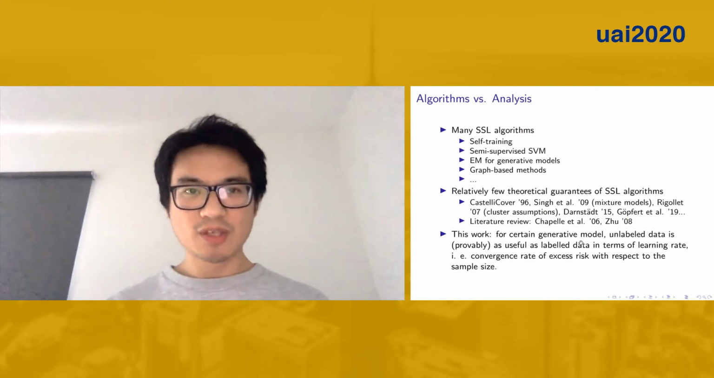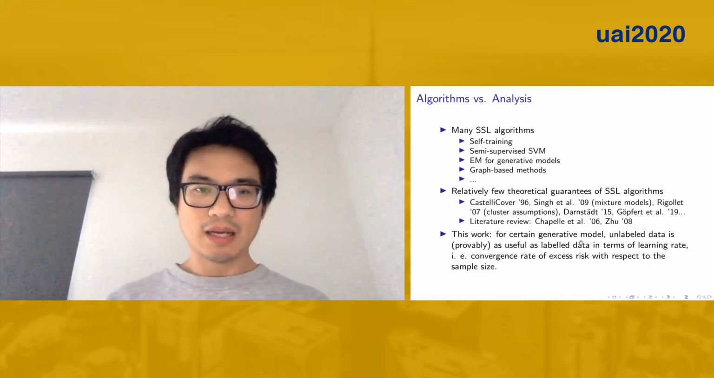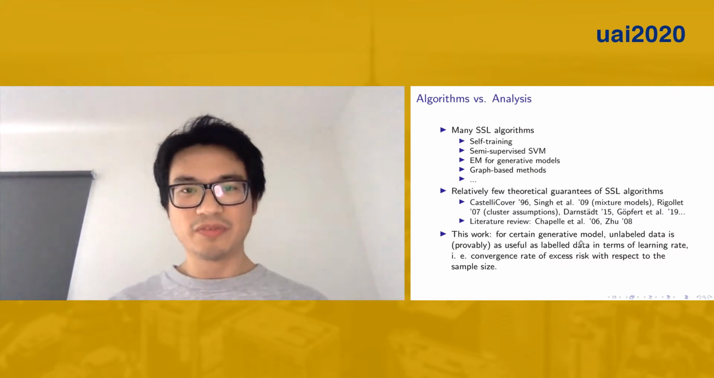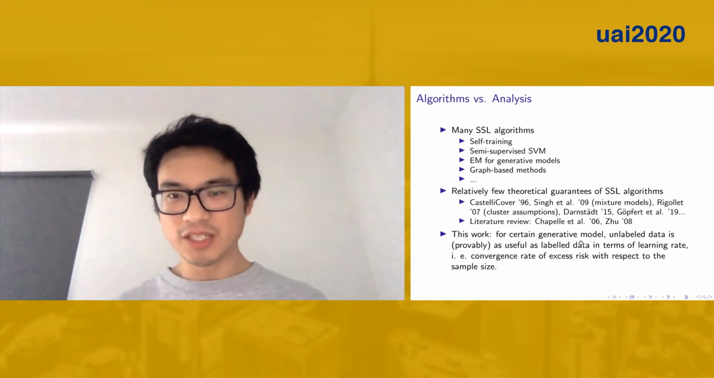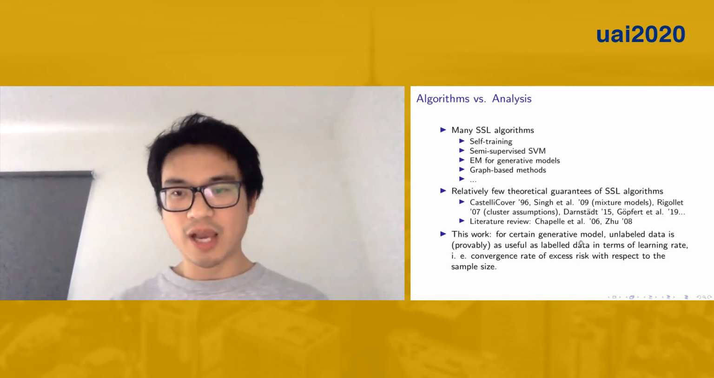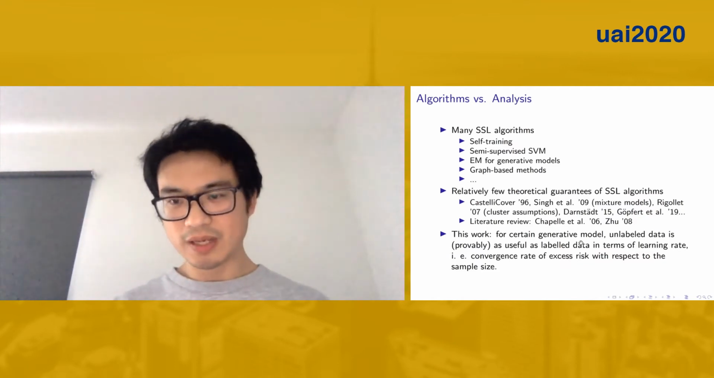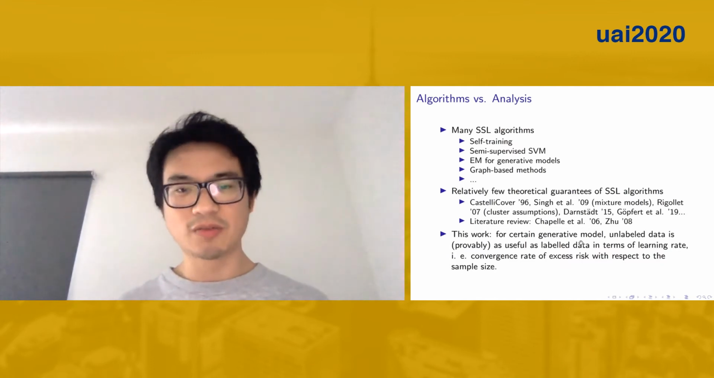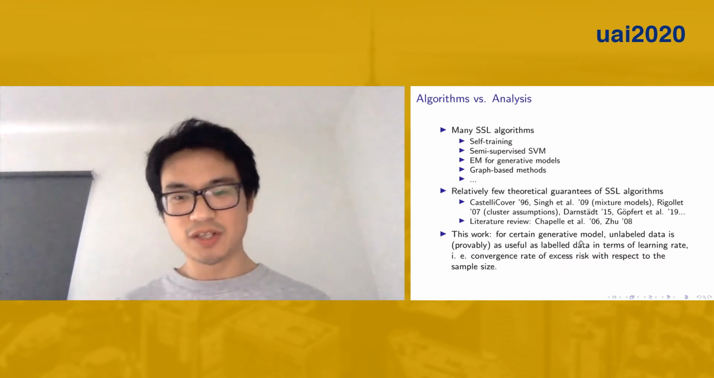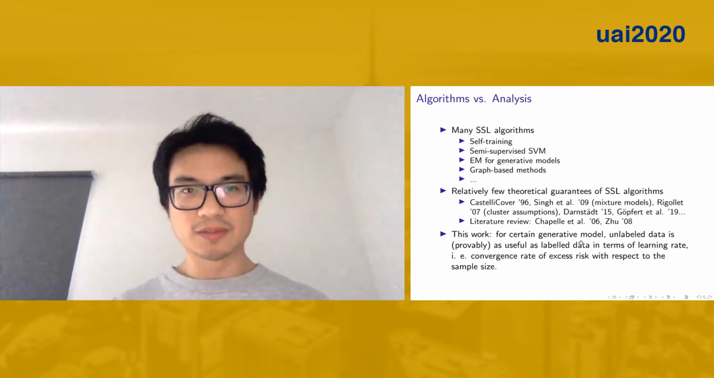There are many semi-supervised learning algorithms. Here is an incomplete list of them. But on the other hand, there are relatively few theoretical guarantees for semi-supervised learning algorithms as to why and under what conditions those unlabeled data are helpful. In this work, we show that for a certain generative model, unlabeled data is provably as useful as labeled data in terms of learning rate.